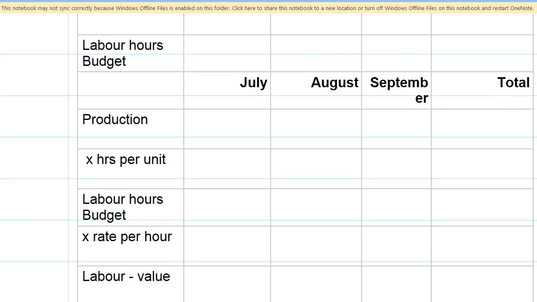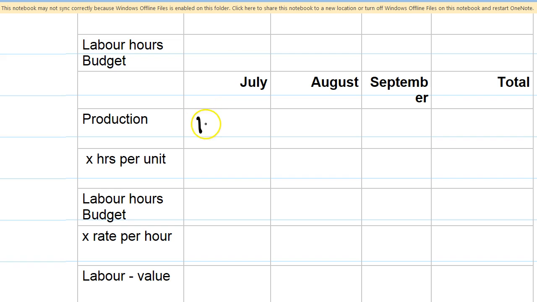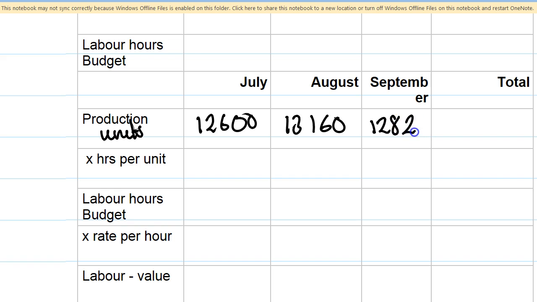We can now move on away from purchases and look at the labour budget. So for the labour budget, we go back to put in our production figures, right back to the beginning: 12,600 units, 13,160 units, 12,826 units in total, just as we had right back in the beginning in our production budgets.